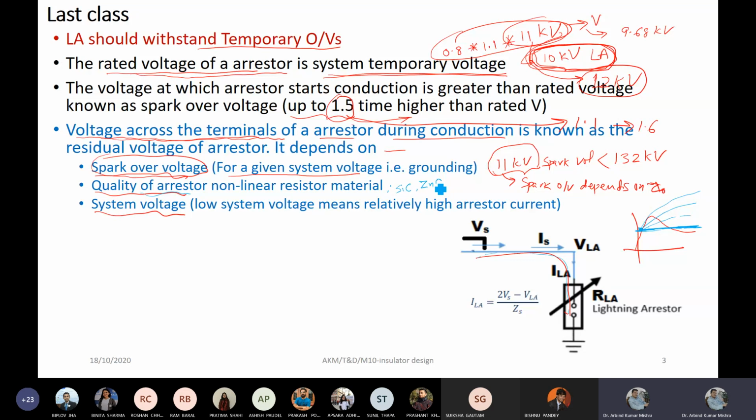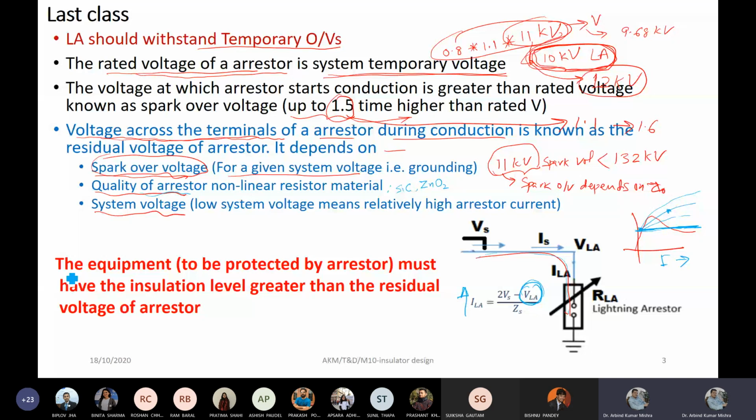And also it depends on the system voltage, because the lower the system voltage, the higher the lightning arrestor current, and once the current is higher, the voltage will be higher. So all these three factors decide, or are responsible for, or affect the residual voltage of the arrestor. So the equipment to be protected by this arrestor must have an insulation level greater than this residual voltage of the arrestor.